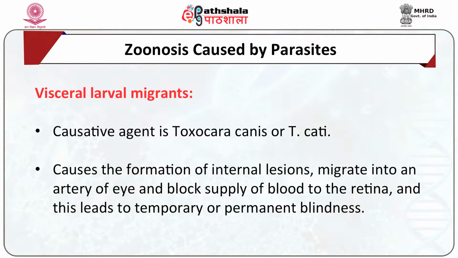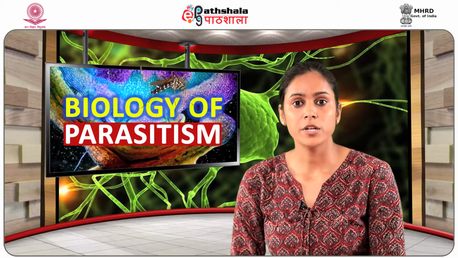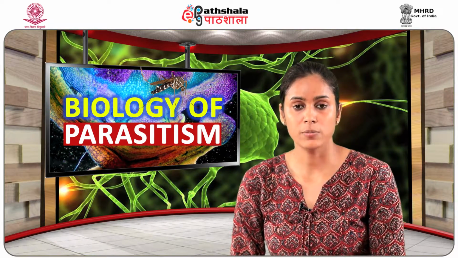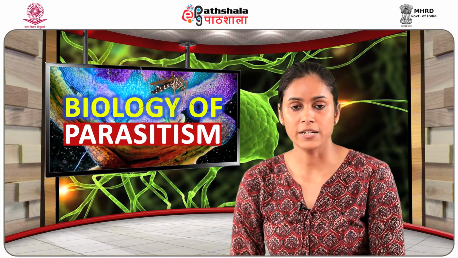Next disease is visceral larva migrans. It is an infection caused by a parasite which mainly affects children. The causative agent of this disease is a nematode called Toxocara canis or Toxocara cati. The nematode resides in the intestinal tract of pet animals like dogs and cats.